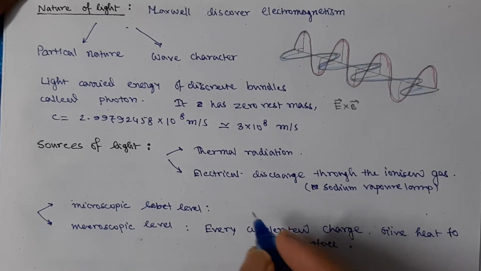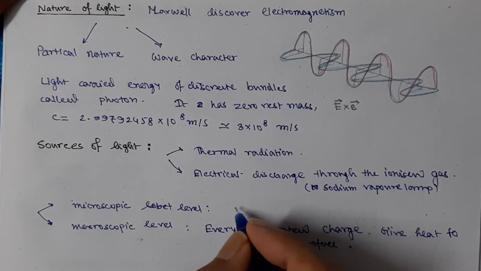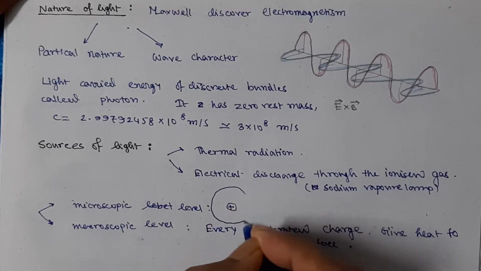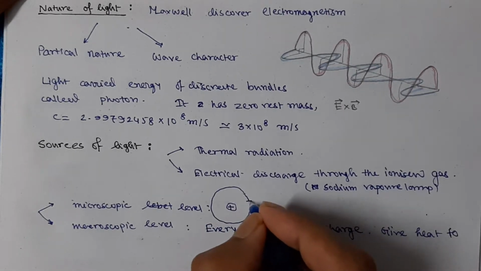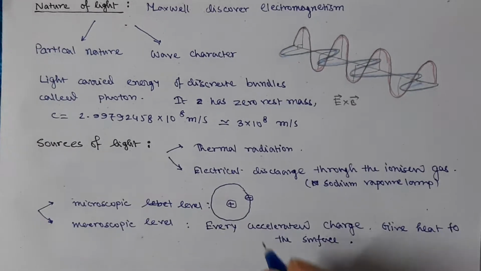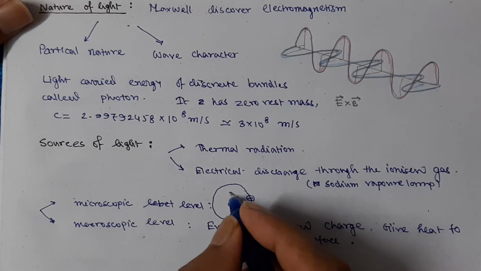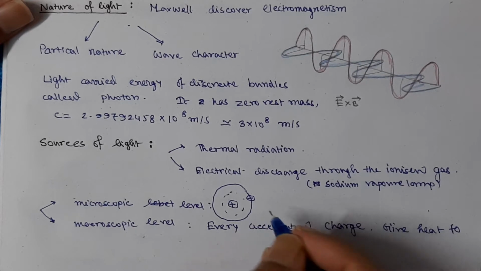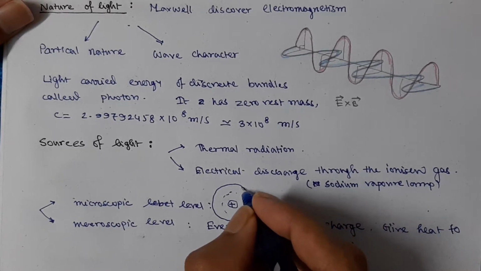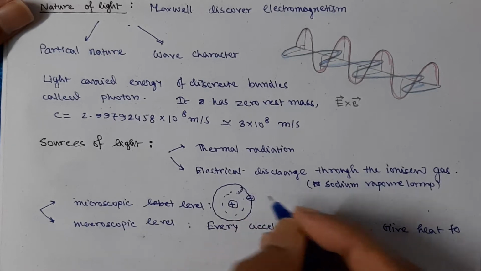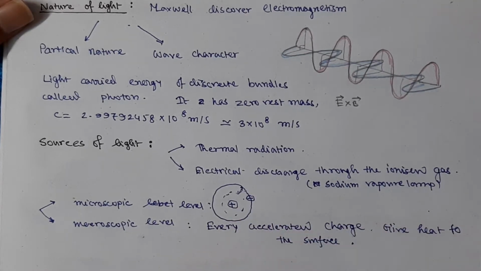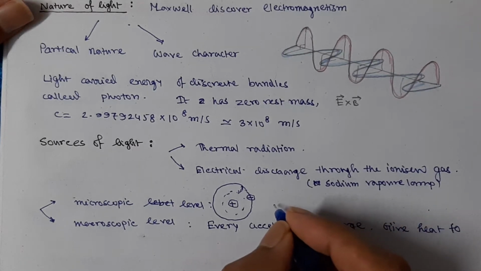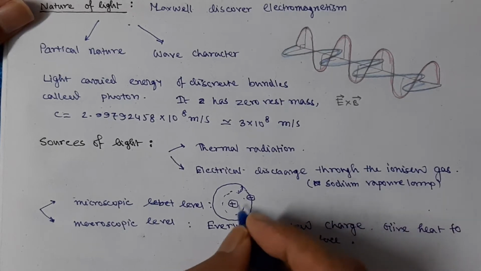And at the microscopic level we know that every particle consists of atoms. So if we draw a model of an atom, it is like this, and the electron is in the outer shell. When an electron changes orbit from a higher orbit to a lower orbit, it emits radiation. The energy of this radiation is exactly the energy gap between the two orbits.